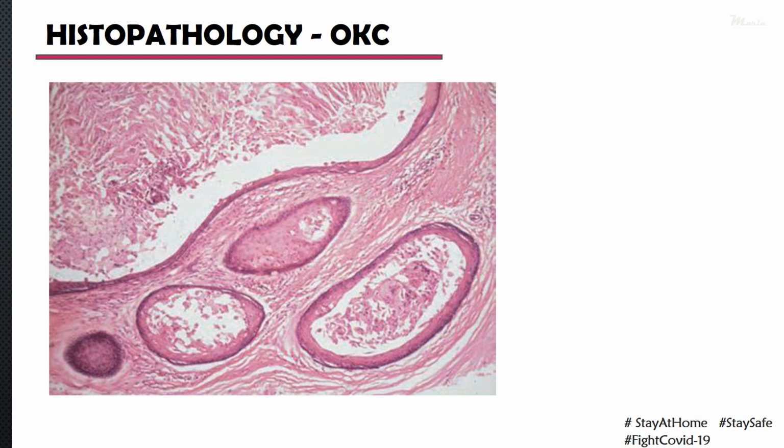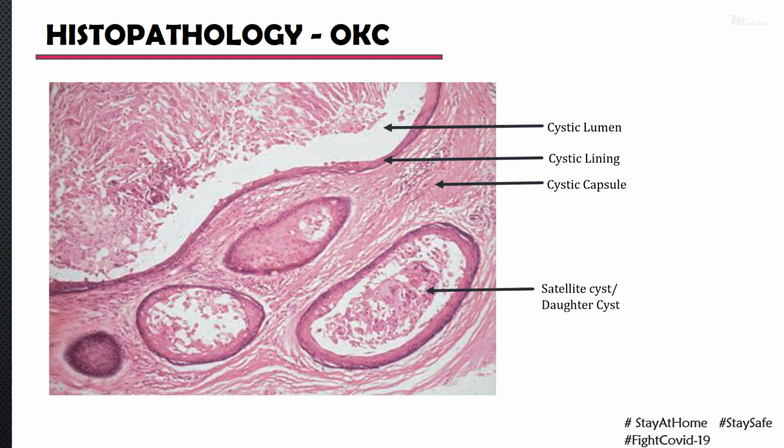This is a low power photomicrograph of an odontogenic keratocyst showing the characteristic daughter cysts. Here you can see the cystic lumen in the center, which is filled with keratin flakes. The cystic lumen is surrounded by an epithelial lining, which is further surrounded by a connective tissue capsule. The connective tissue capsule here shows numerous satellite cysts or daughter cysts. The presence of satellite cysts or daughter cysts is also a source of recurrence.